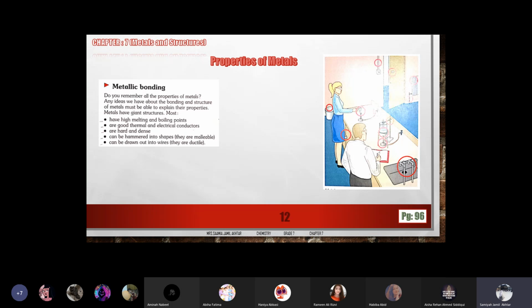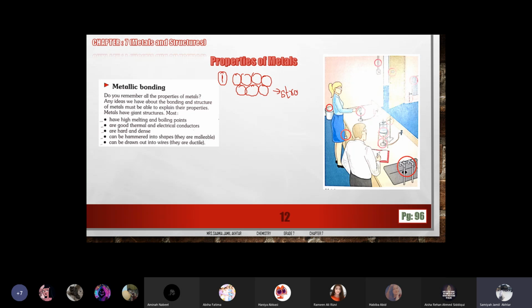Number one, they have high melting and boiling points. So why do they have high melting and boiling points? Because they're solid and their atoms are really tightly packed. Yeah, very good. What about the force of attraction between their particles? Teacher, it is very strong. Yes, the force of attraction is very, very strong.